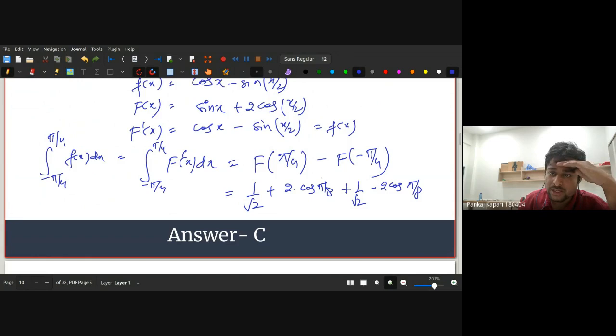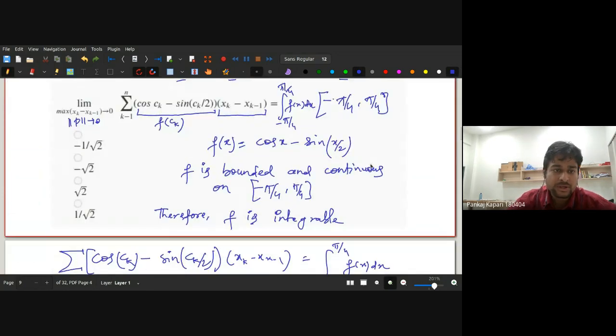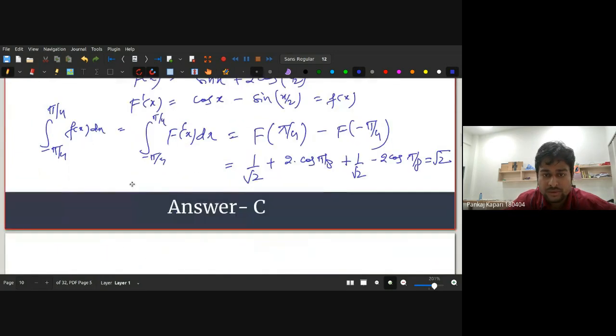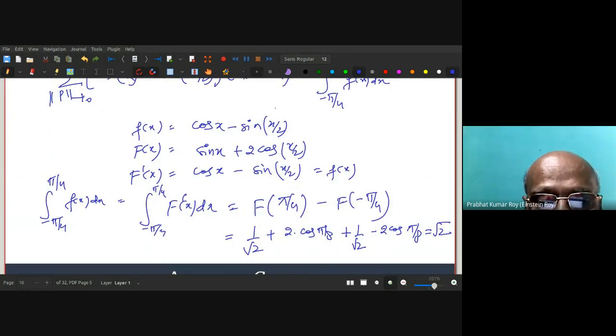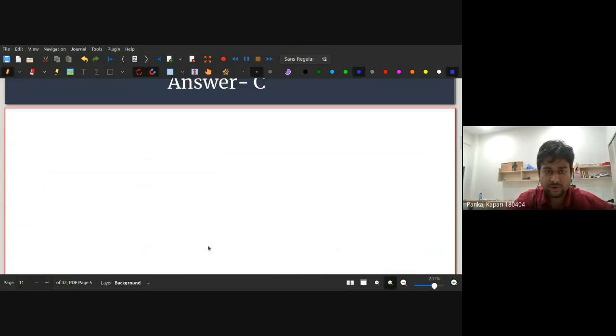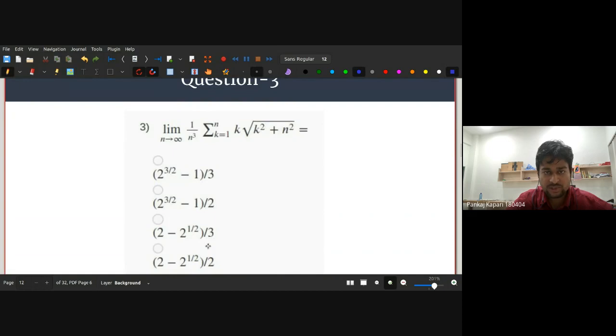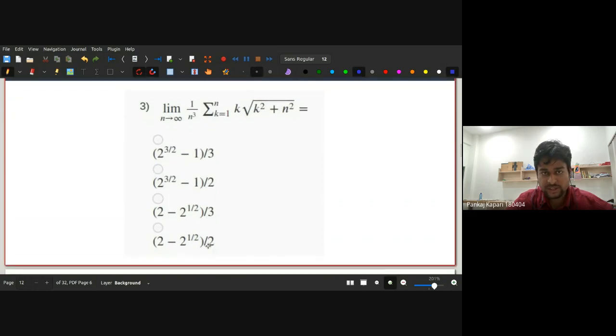So these two will cancel with each other, and you have the final answer to be root 2. Right? So root 2 is the final answer. So any questions here? No, that's all. Okay. So let's move to the next problem. So all these problems are similar in nature.